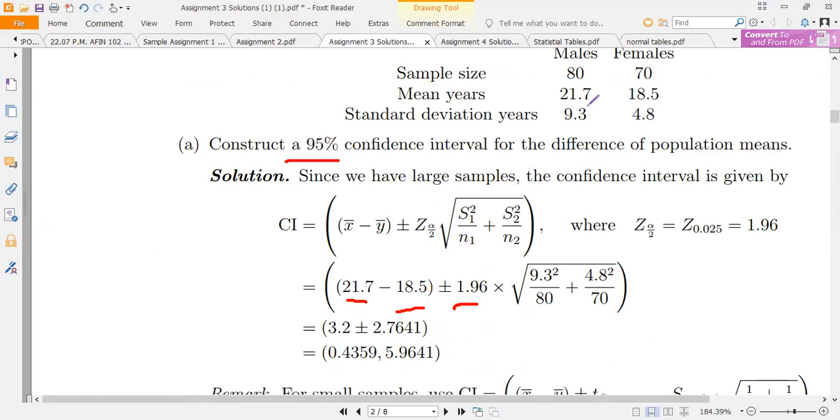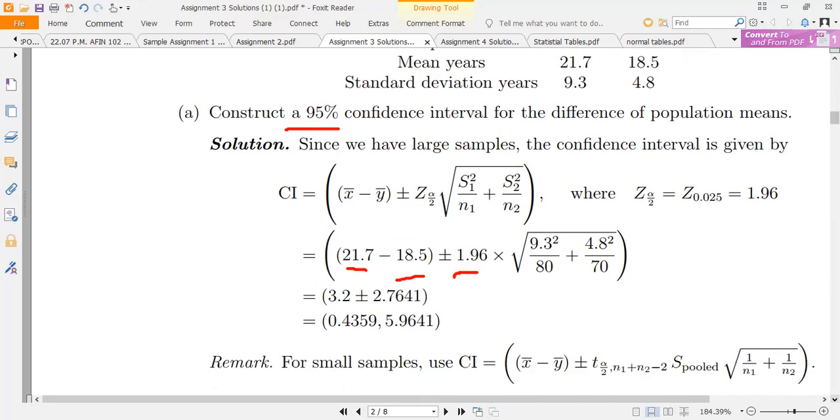Then here we have 9.3 squared over its sample size, 80, plus 4.8 squared over its sample size, 70. All right, so when you multiply this to that, we get 2.76. So you subtract this, we get 0.43. When you add this, we get 5.96. So this is the confidence interval. This is for larger samples. Any questions before I move?